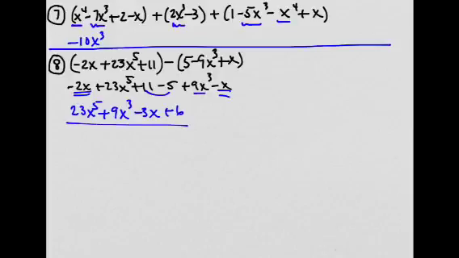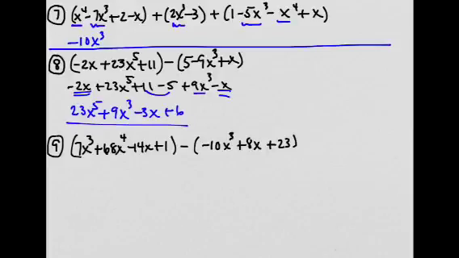So there's the answer. Okay, another subtraction, so we're going to bring down the first polynomial exactly as you see it. No changes there because there's no coefficient in front of the parentheses, no number.